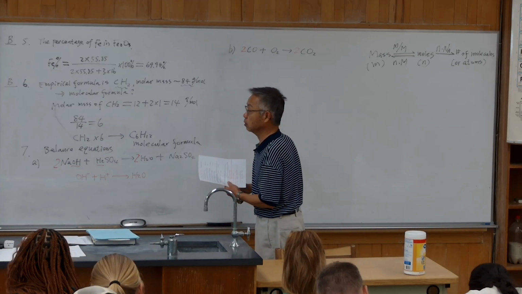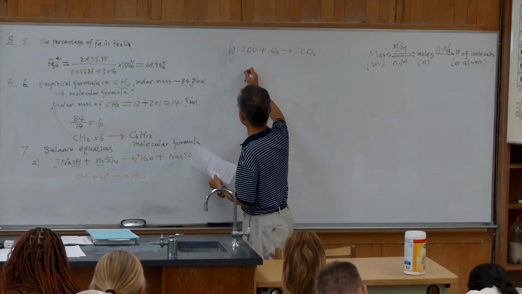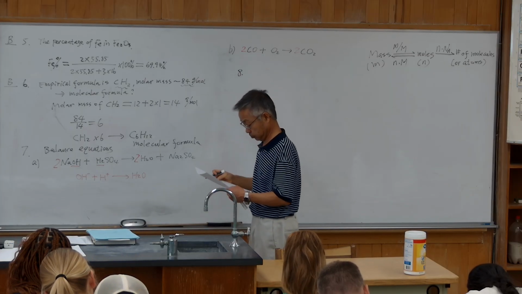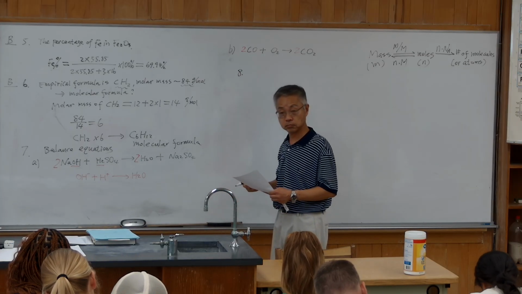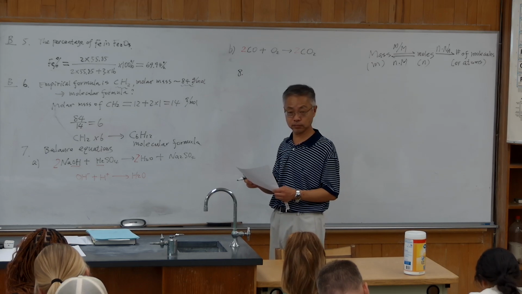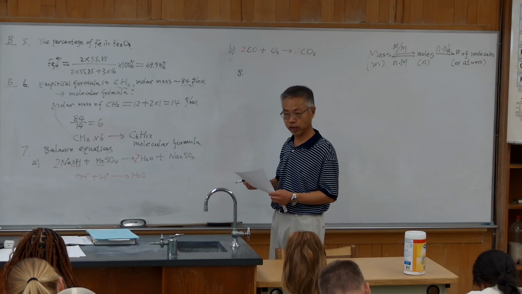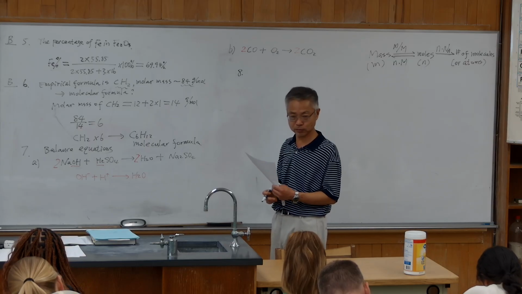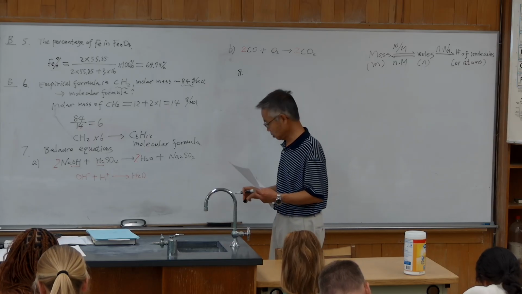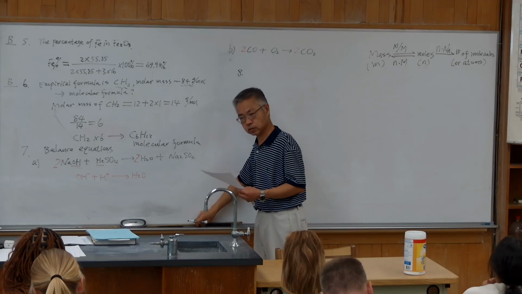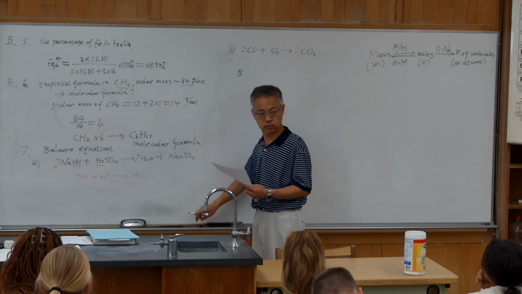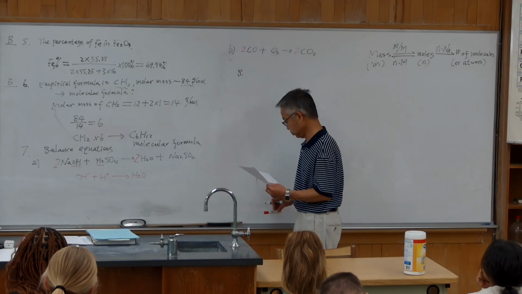Question 7. Question 8. This is the most problematic one. Many of you got lost, except for those who made 20 out of 20. Okay? Many of you got lost. Some didn't do anything. Question 8.